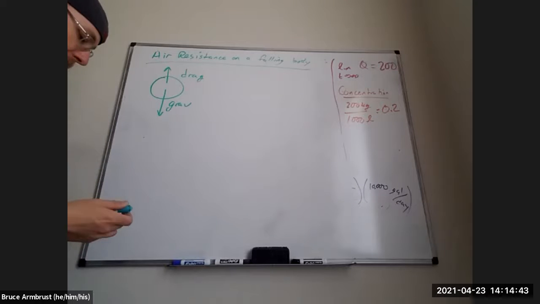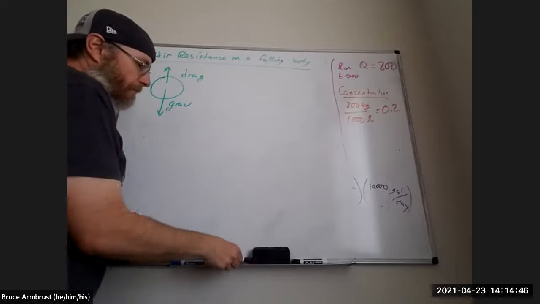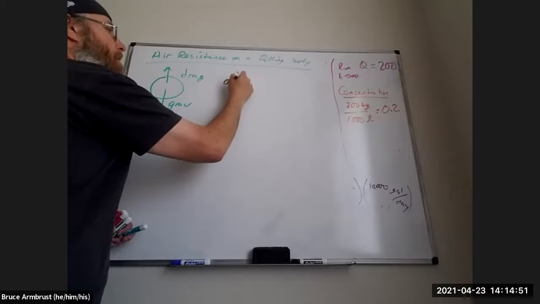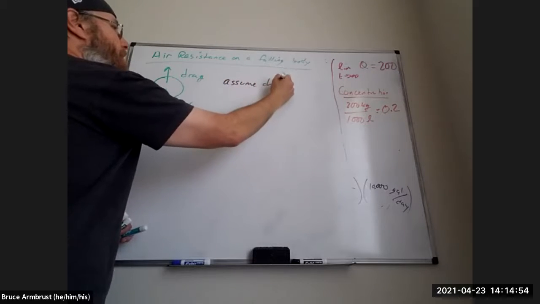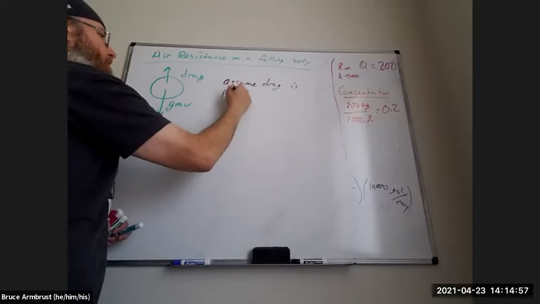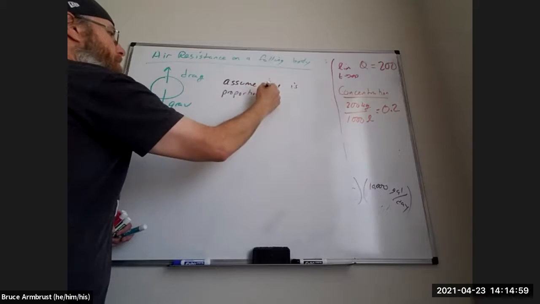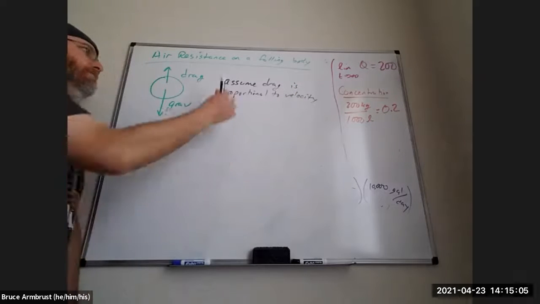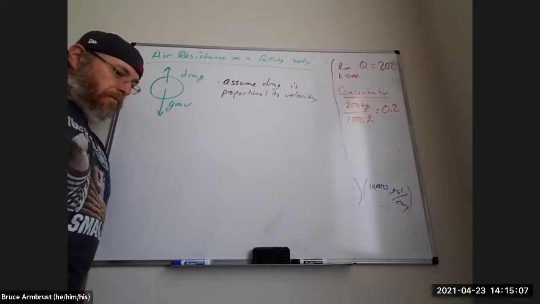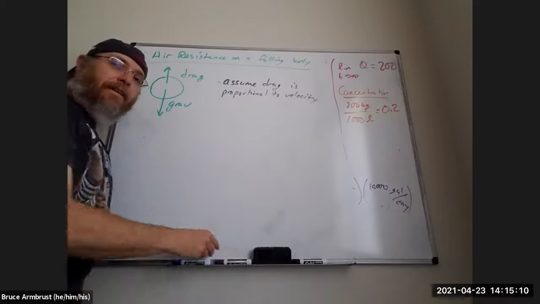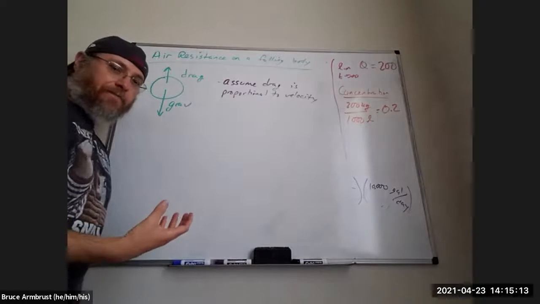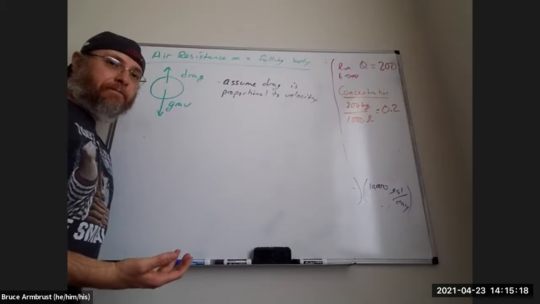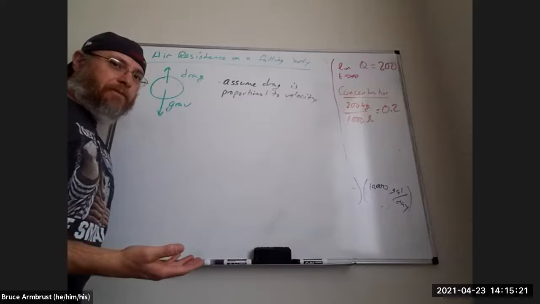Now, here's the assumption that we're going to make. And this is actually a pretty decent assumption, but the assumption is going to be that the drag is proportional to velocity. So that just means the faster that the object falls, the more drag it's going to feel. Does that seem reasonable? Definitely.